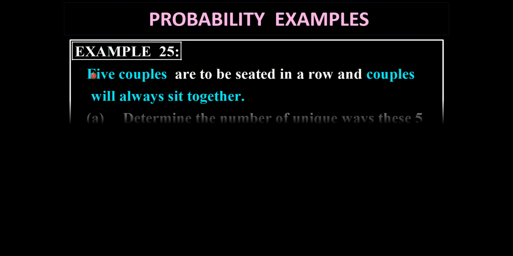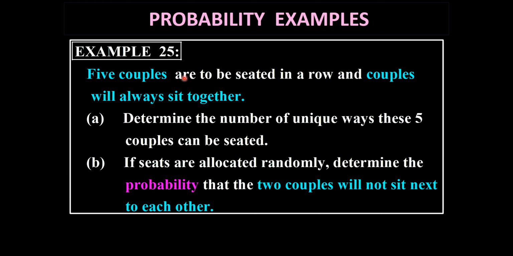Let's do one more question here. We have 5 couples who are seated together in a row, and the couples always want to sit next to each other. Let's say it's husband and wife, they always want to sit next to each other. How many people are there all together? That's good. A couple is 2, so there are 10. Determine the number of unique ways that these 5 couples can be arranged.